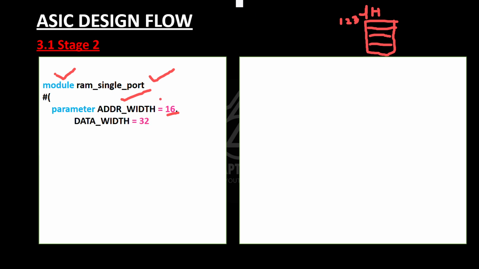The data width is 32. It means in one particular location of the single port RAM, we can store 32 bits. This is an example I'm going to discuss. This is the specification, right? We are going to use a 16-bit address, and the data width is 32. We're going to design the single port RAM. These all are the specifications and our requirements.